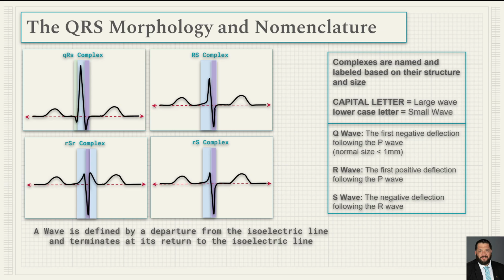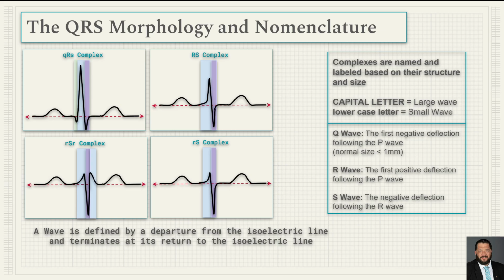And for the last rhythm on the screen, the bottom right-hand side, this has a positive deviation behind the P wave, noting an R wave, the blue shaded box. It concludes as it returns back to the isoelectric line, where the shading turns from blue to purple, at a large S wave deviating below the isoelectric line and then returning back to the isoelectric line where it concludes its waveform. And this is known as a lowercase r, uppercase S complex.